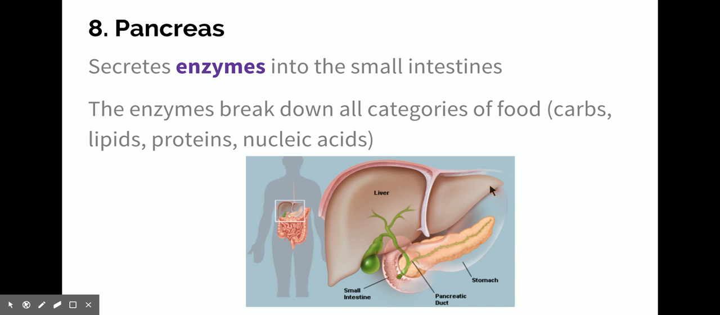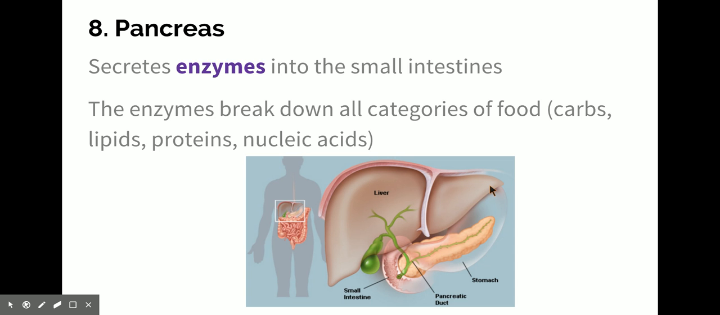The pancreas is another accessory organ that is going to use a duct, so the same sort of pipeline system, to excrete enzymes into your small intestines. The pancreas is going to secrete a massive amount of enzymes. So we know the small intestines is where digestion finishes. It is where nutrient absorption takes place.